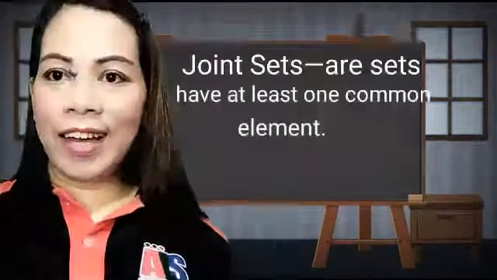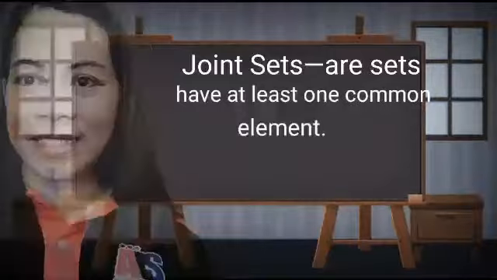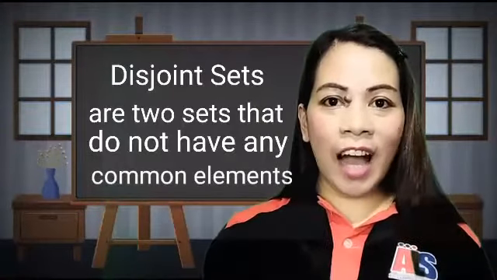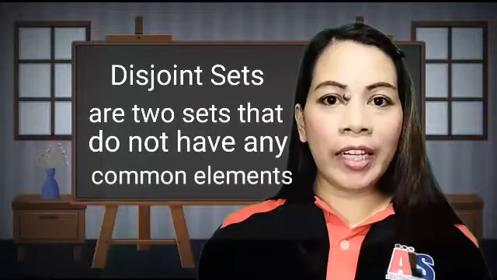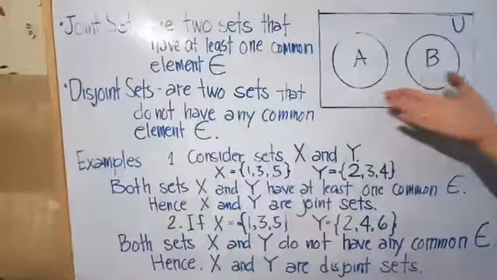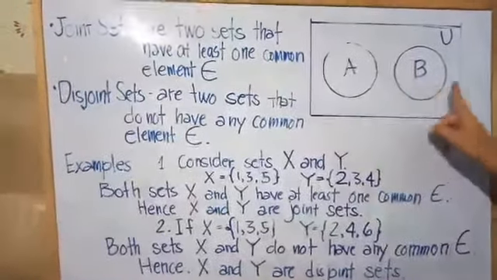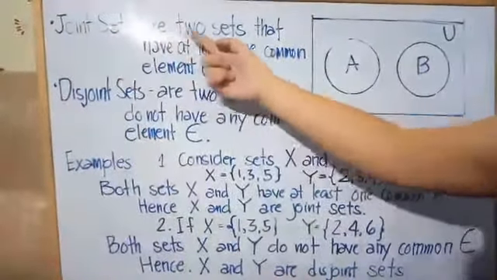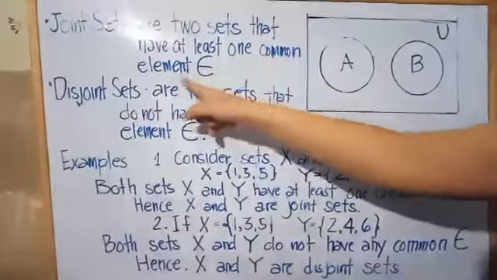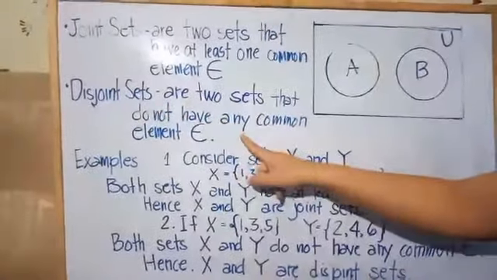Learners, are you ready? Get ready your modules and learning activity sheets so that you can follow. Joint sets are sets that have at least one common element, while disjoint sets are two sets that do not have any common element. Assuming this is our Venn diagram, set A and set B inside the universal set. Joint sets are two sets that have at least one common element, while disjoint sets are two sets that do not have any common element.